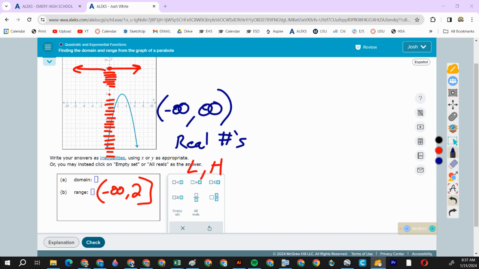Oh, but look, they don't want us to do interval notation. So how do we turn that into an inequality? Well, we put y in the middle, and the left side is not equal to, and the right side is equal to. So it would be -infinity to 2. And actually, I don't need this. So the answer is just y is less than or equal to 2.